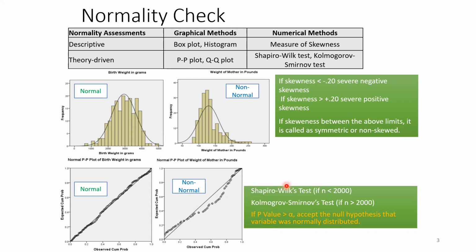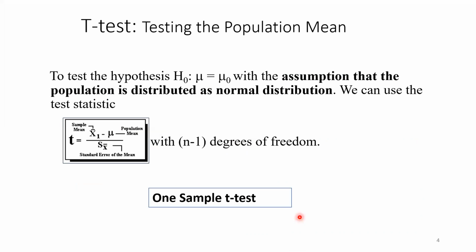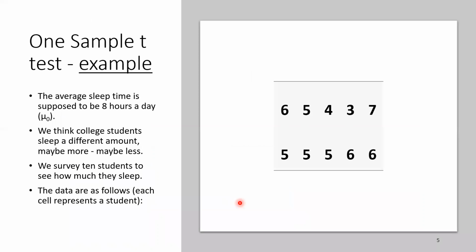Our concern for this lecture is more on the inferential tests, which are the Shapiro-Wilk test and Kolmogorov-Smirnov. We will start with the assumption that data follows a normal distribution, and if we get a p-value more than alpha, we will say the data follows the normal distribution, otherwise not. The t-test requires the assumption that the population is normally distributed, and the quantitative variable is compared with a standard single value. So we apply the one sample t-test.